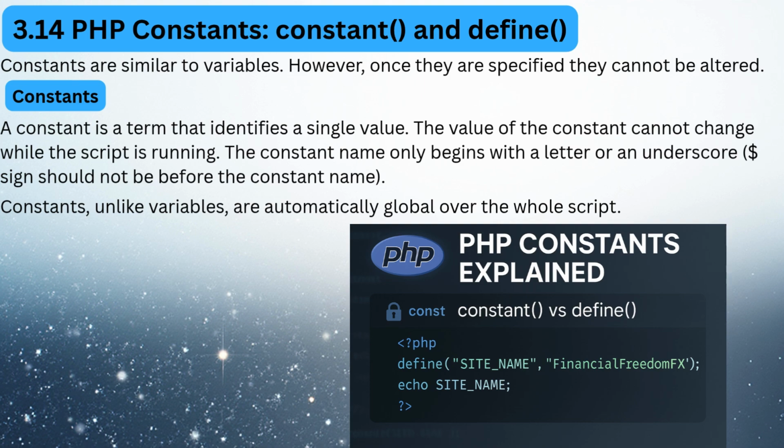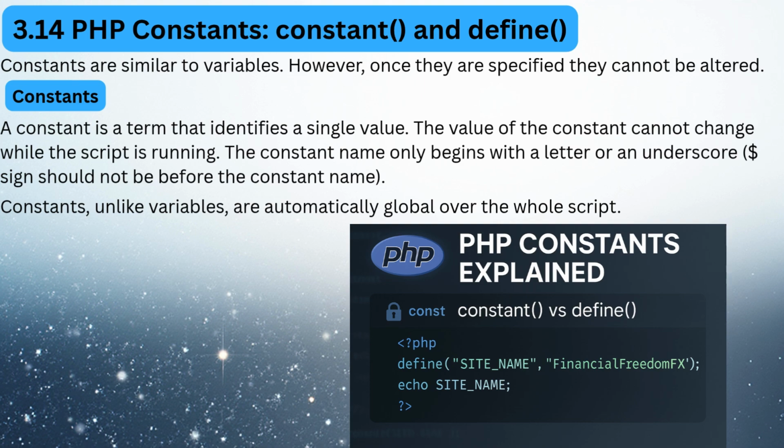For example, in the image, you can see a simple PHP script that defines a constant using the define function. The line of code says define('SITE_NAME', 'Financial Freedom FX'). This command tells PHP to create a constant named SITE_NAME and assign it the value Financial Freedom FX. After defining it, you can display the constant's value anywhere in your script simply by writing echo SITE_NAME. When this code runs, it will print the text Financial Freedom FX on the screen.